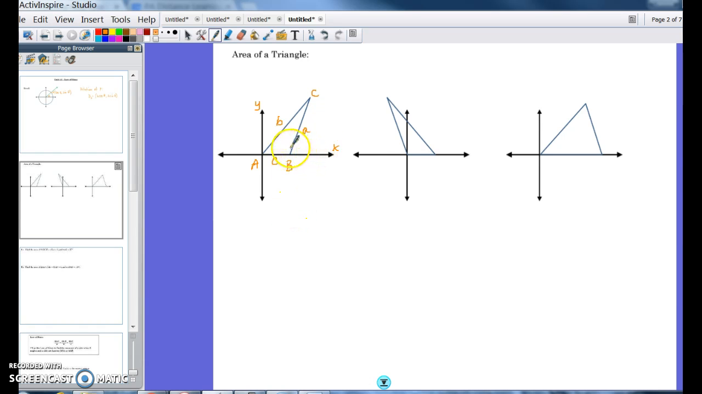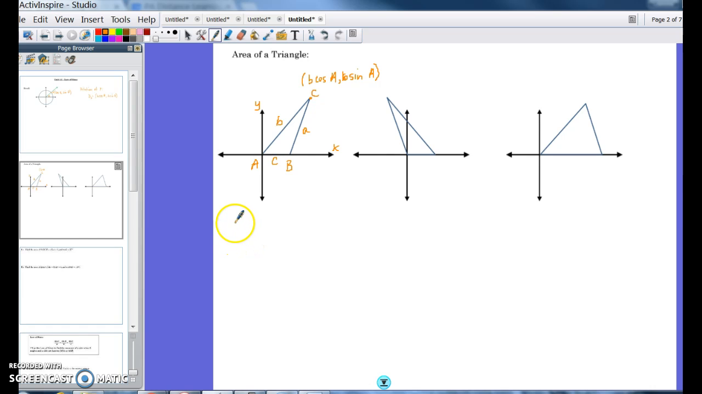Now, if this angle here is my theta, then the coordinates of point C are going to be b cosine theta, b sine theta. And instead of calling it theta, let's go ahead and call that just A, because I have the vertex A there. So the coordinates of this point C, with this length b, are b cosine A, b sine A. Okay, so that's the coordinates of that point.